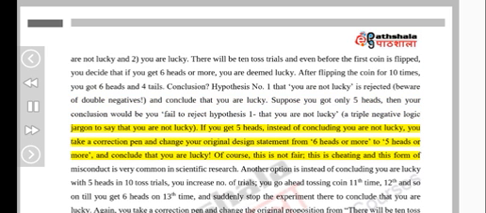If you get 5 heads, instead of concluding you are not lucky, you take a correction pen and change your original design statement from 6 heads or more to 5 heads or more and conclude that you are lucky. Of course, this is not fair. This is cheating, and this form of misconduct is very common in scientific research.